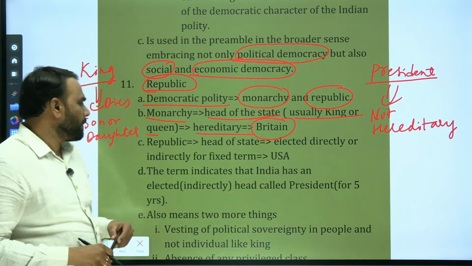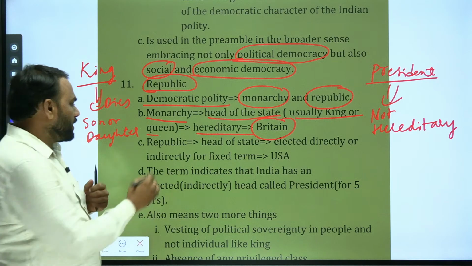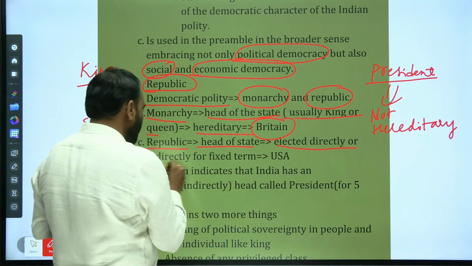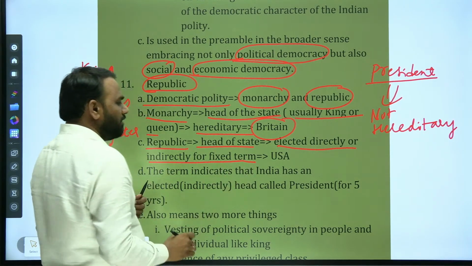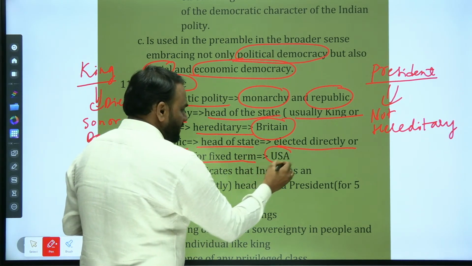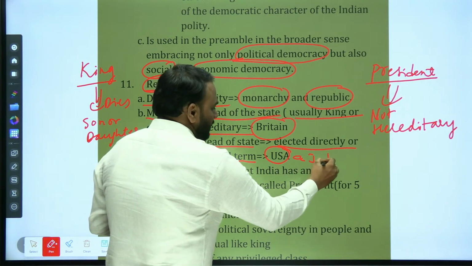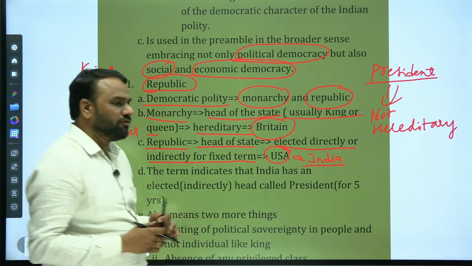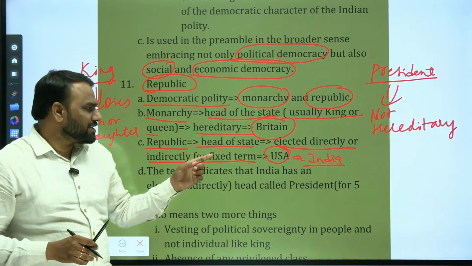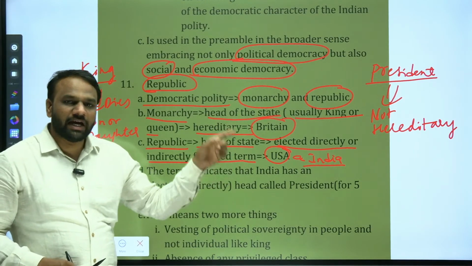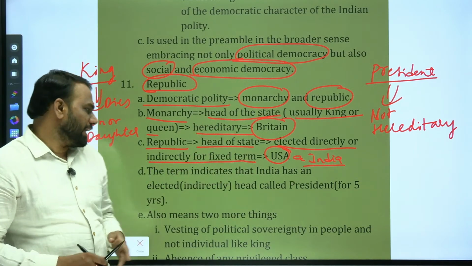So in case of a republic, the head of state is elected directly or indirectly for a fixed term. Example, USA. USA and India, both of them are examples of republic, but there's a difference. In USA, the head of the state, the president, is directly elected, whereas in India, the president is indirectly elected.